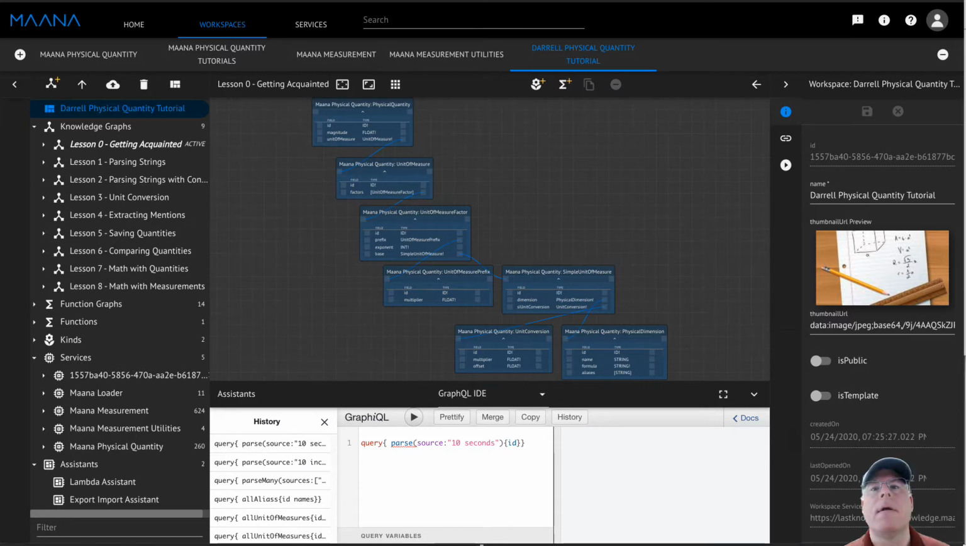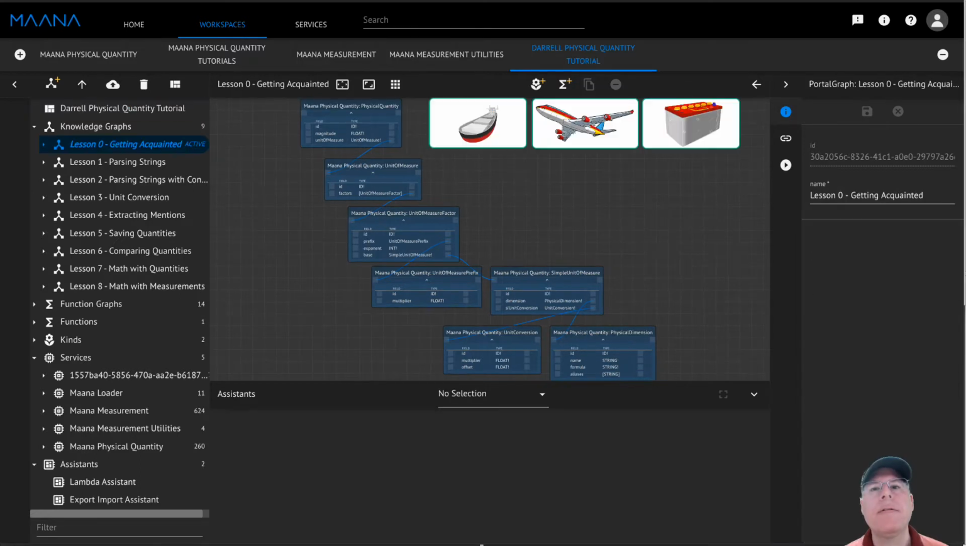Welcome back. Now that you've had a chance to look around the tutorial workspace, let's dive into the structure of the physical quantity kind. It's good to understand the physical quantity kind because we'll be working with it in detail in the next lessons. Physical quantities are measurements of observable phenomena, for example, the length of a ship, or the speed of an aircraft, or the voltage of a car battery. Every physical quantity has a numeric magnitude and a unit of measure. The purpose of the unit of measure is to provide an agreed-upon scale, which helps us understand just how big the measurement is.